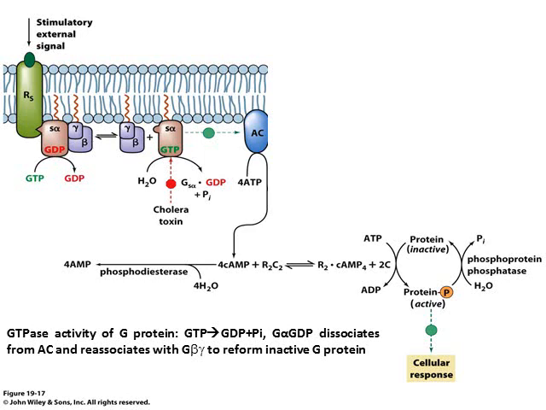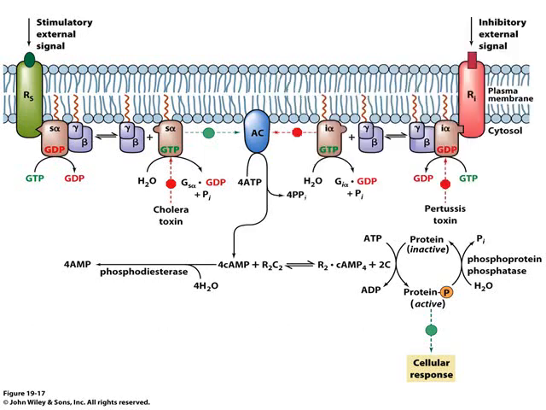Now, for the inhibitory G protein, it responds to an inhibitory external signal that, when it binds to the receptor coupled G protein, GI, the alpha subunit exchanges GDP for GTP. They dissociate from beta and gamma. The G alpha I GTP now inhibits the adenylate cyclase.